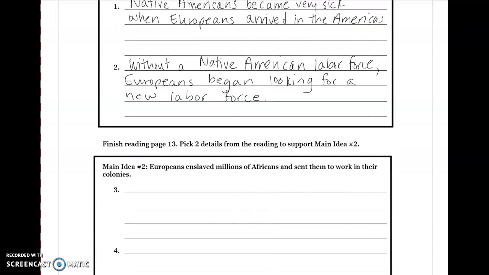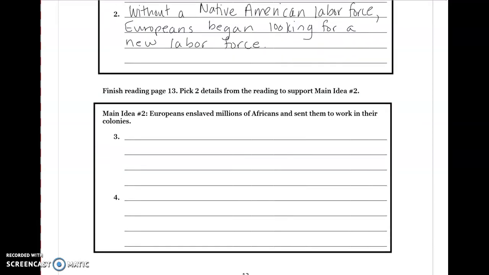Okay, so my next main idea is that Europeans enslaved millions of Africans and sent them to work in their colonies. So again, I'm going to look on page 13 for a detail that supports this main idea. And I'm going to use the first sentence of the third paragraph. The economy of the colonies in North America relied on growing cash crops on large plantations. So this helps support the second half, going a little bit out of order, but it does go in order of the reading.